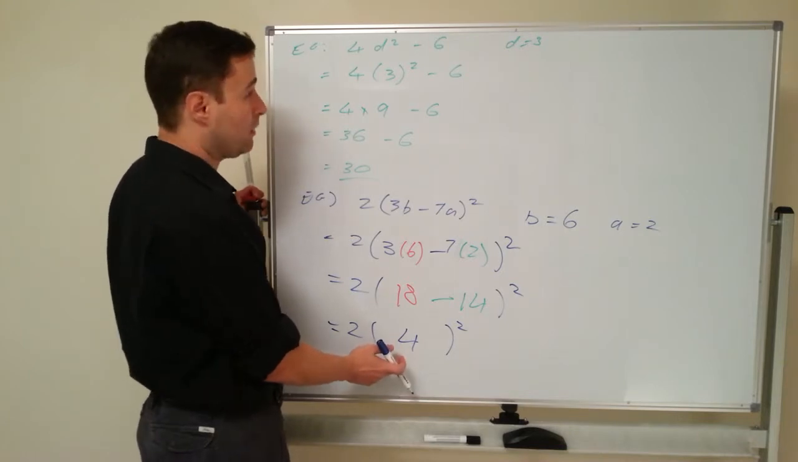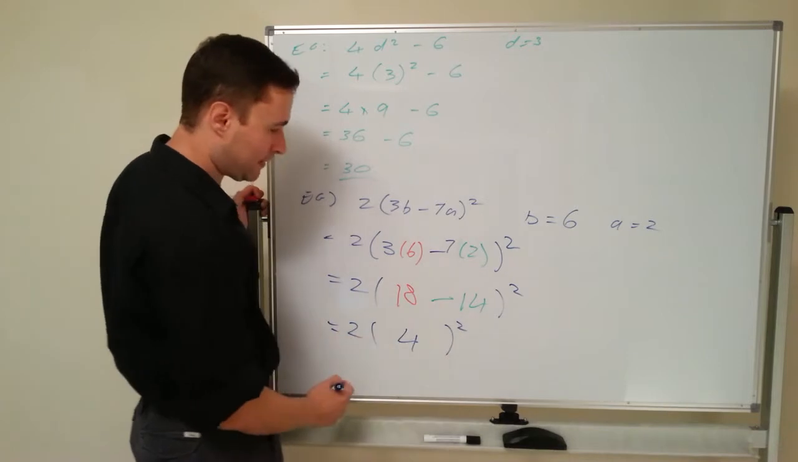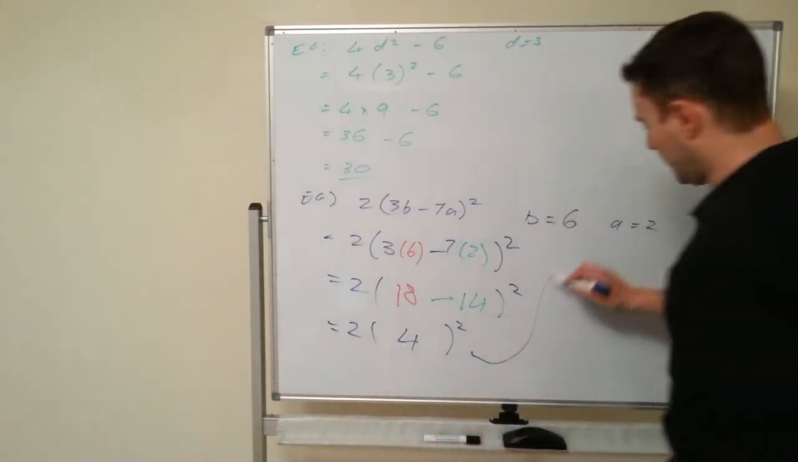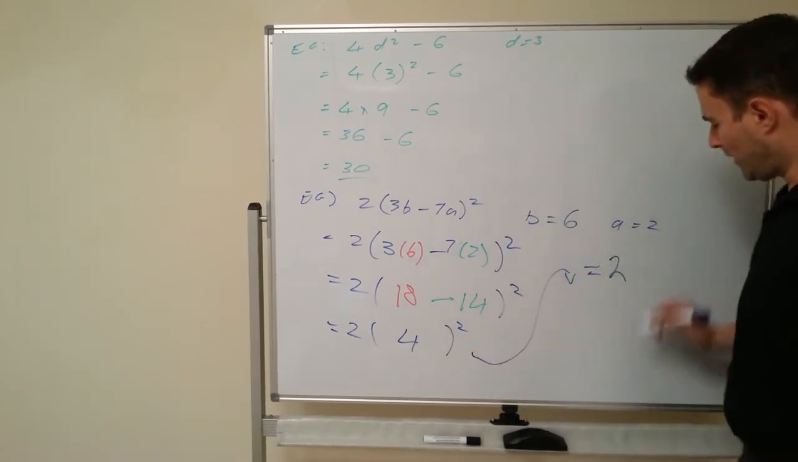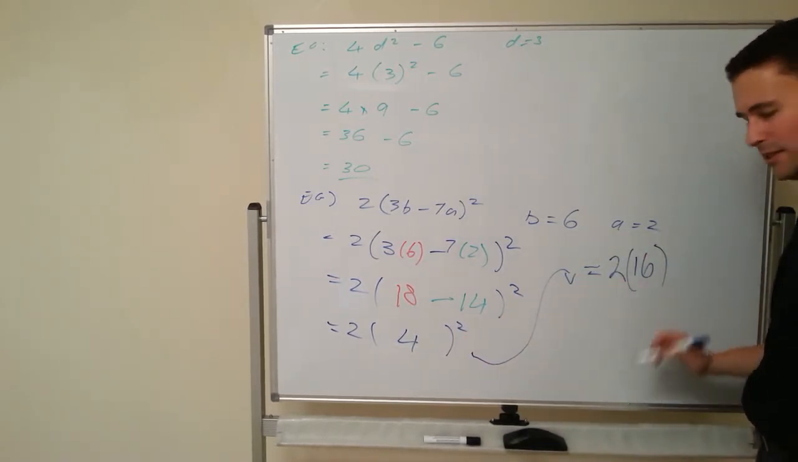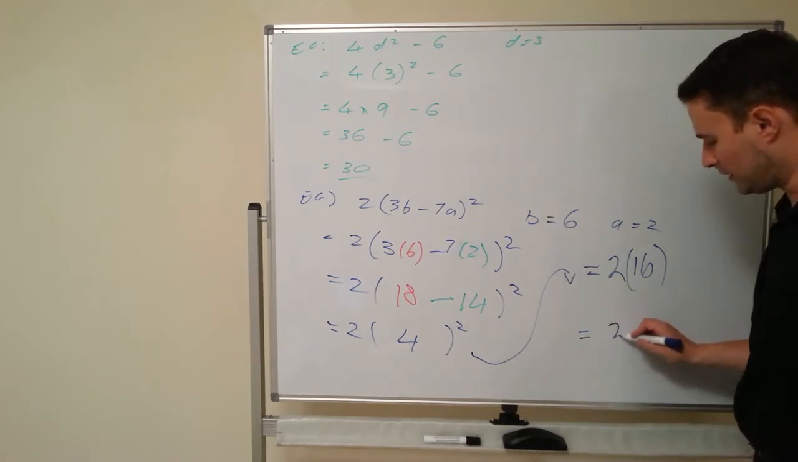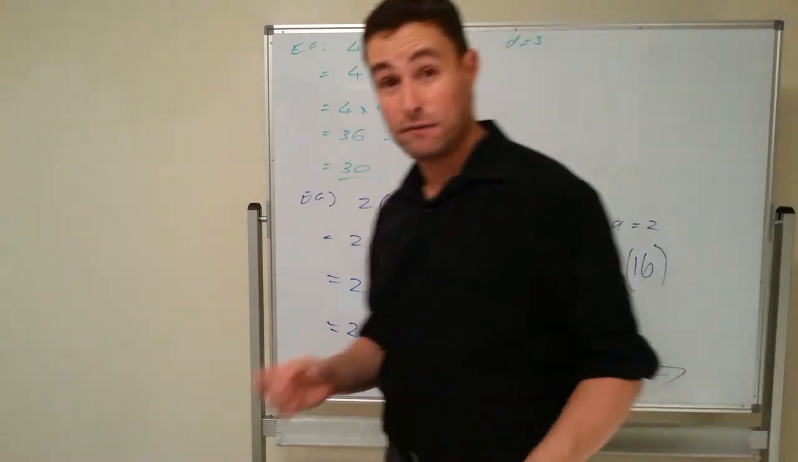Okay. Now I go, okay, index. Is there any indices? Yes, there is. So I do that next. Okay, I'm going to carry on over here. You would carry on underneath. 4 squared is 16. Are you with me? Okay, 2 times 16. 2 times 16 is 32. And we're done. Okay, please be careful of that.